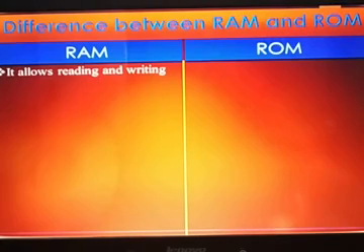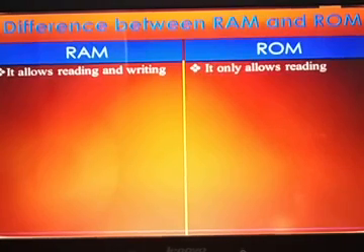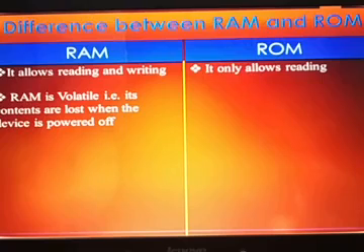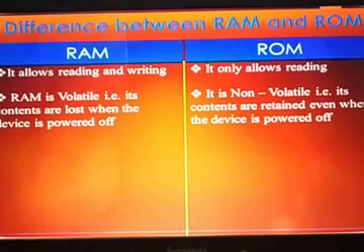RAM allows reading and writing both. ROM allows only reading. RAM is volatile, that is, its contents are lost when the device is powered off. ROM is non-volatile, that is, its contents remain even when the device is powered off.